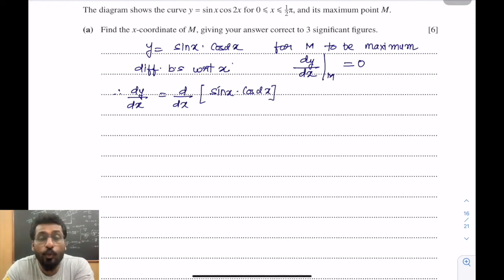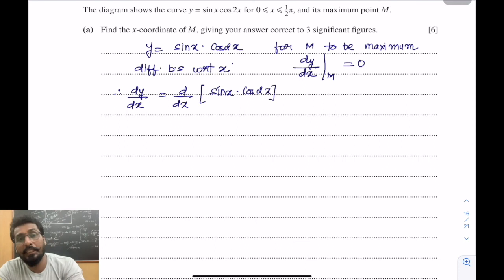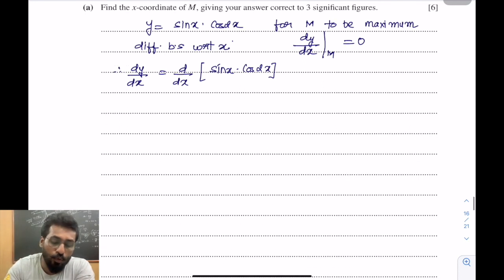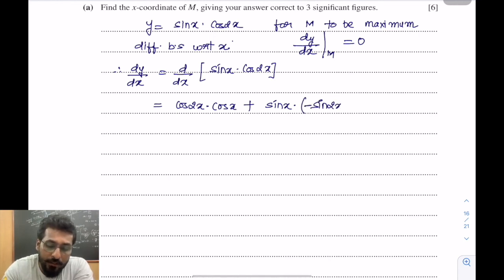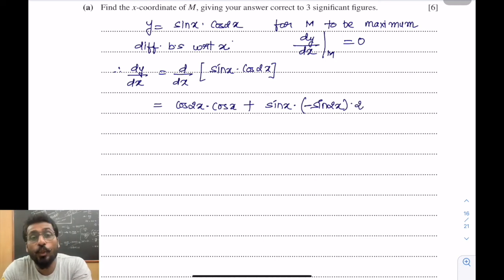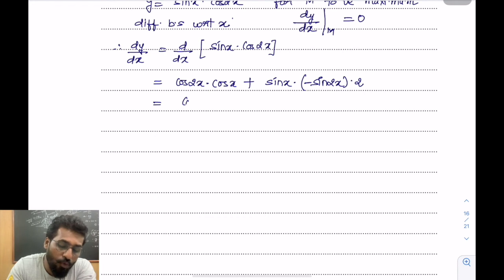So I get dy upon dx is equal to d upon dx of sin x into cos 2x. I'm going to make use of the u into v rule. What does the u into v rule say? v as it is, derivative of u. So cos 2x as it is, derivative of sin x, which is cos x, plus sin x as it is, derivative of cos 2x. The derivative of cos is minus sin, and it is not cos x, it is cos 2x, a composite function, so again the derivative of 2x needs to be taken. So the derivative of cos 2x is minus sin 2x, and the derivative of 2x is 2, right?